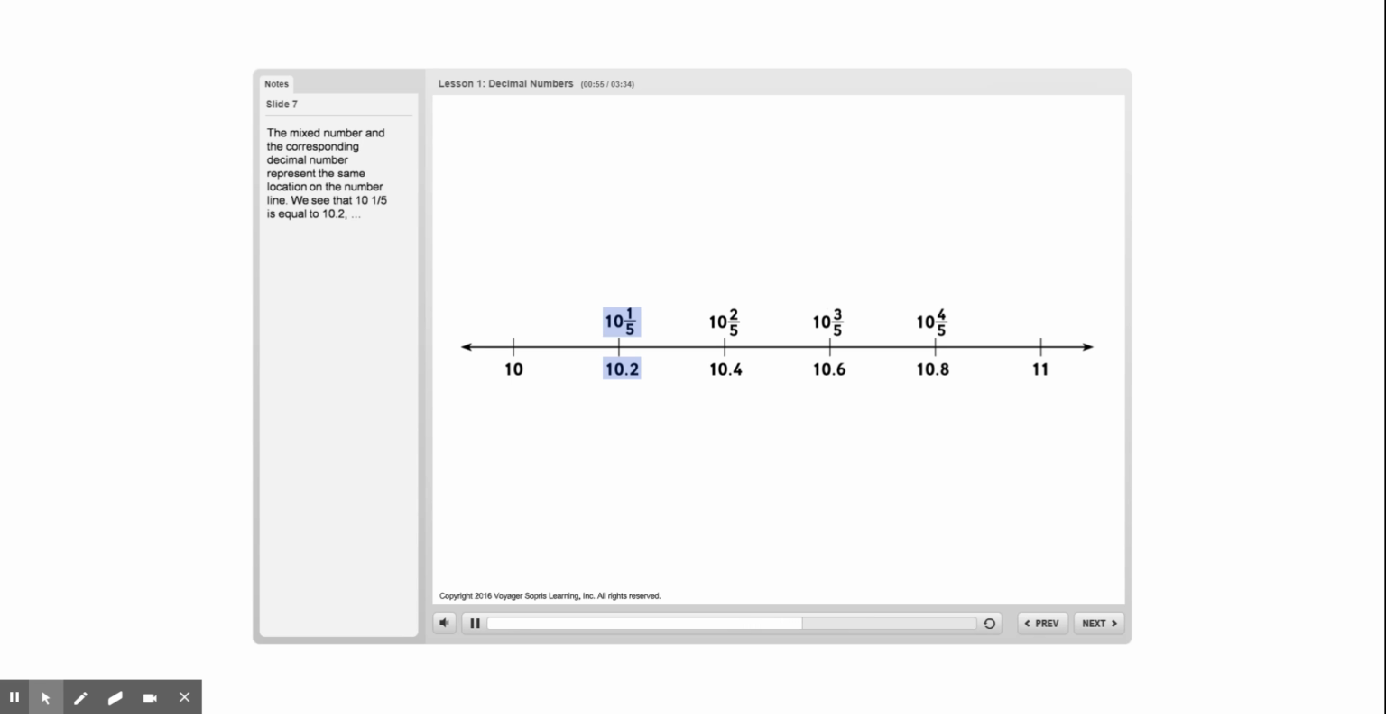We see that 10 and 1/5 is equal to 10 and 2/10. 10 and 2/5 is the same as 10 and 4/10. 10 and 3/5 equals 10 and 6/10. And 10 and 4/5 is the same as 10 and 8/10.